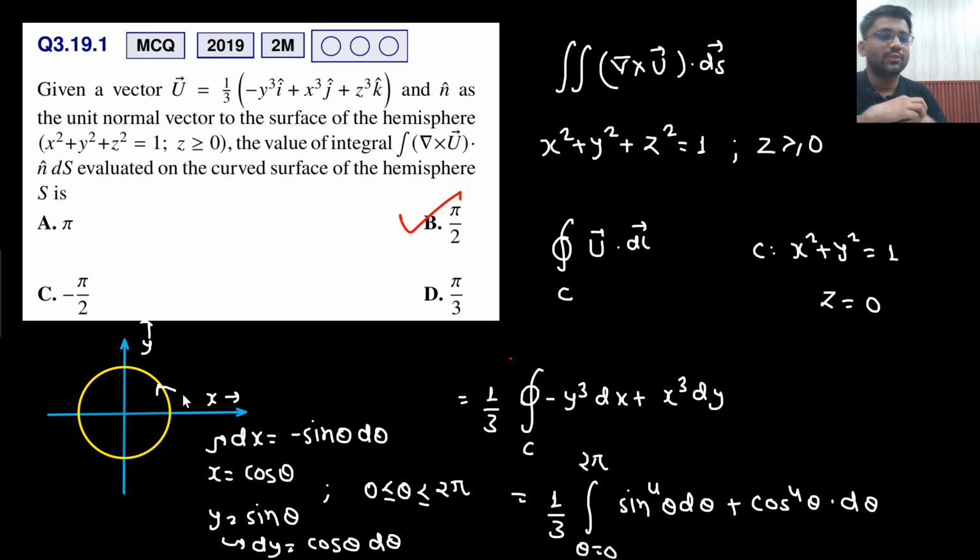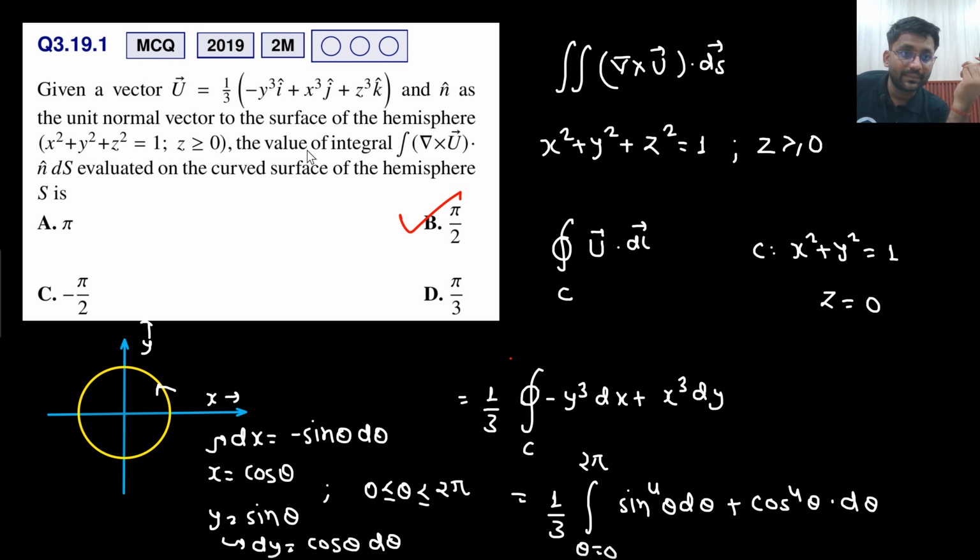Okay. So, by default, you will take anti-clockwise. There is nothing mentioned about the direction of the surface. It should have been mentioned, although the answer could be minus pi by 2 as well. They have mentioned the option to be minus pi by 2 as well. But nowhere is it mentioned that n cap is the unit normal vector to the surface of the hemisphere.